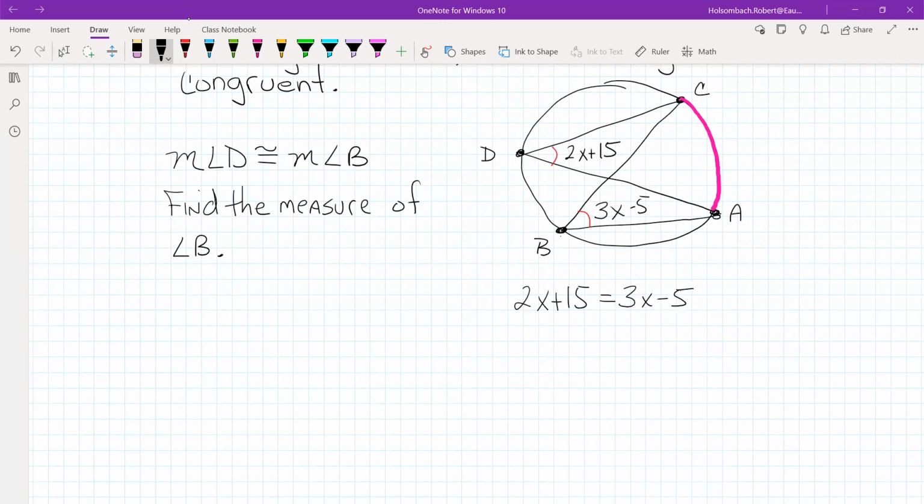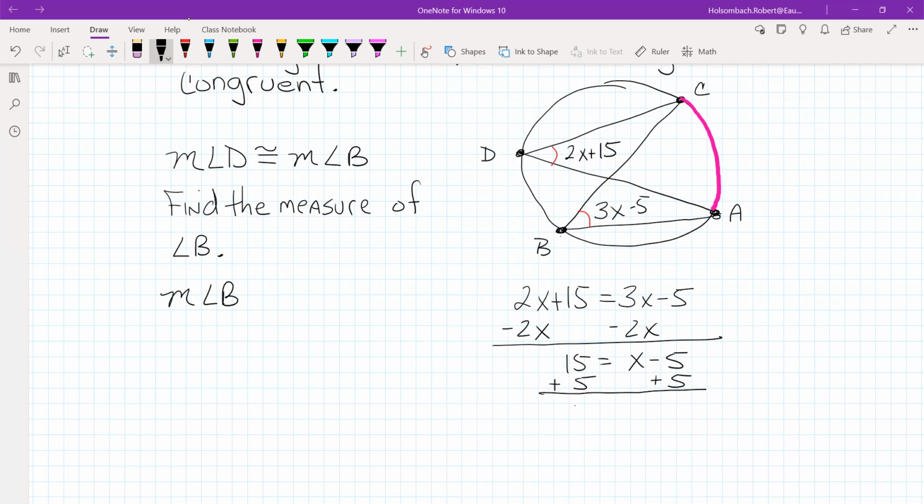We need the measure of angle B, therefore we need the value of x. So if we subtract 2x from each side of this equation that we just wrote, 15 is equal to x minus 5. Add 5 to each side. We get 20 equal to x.